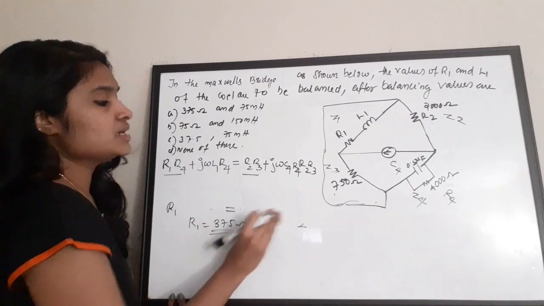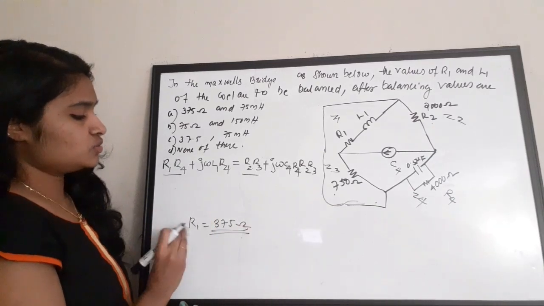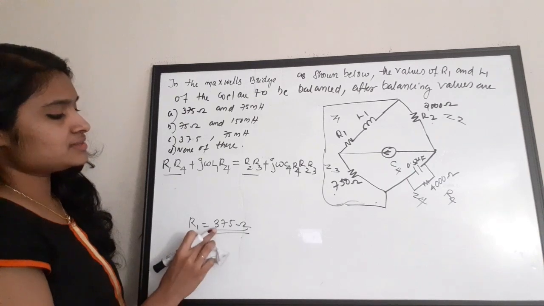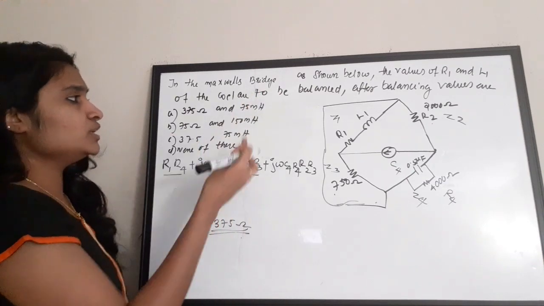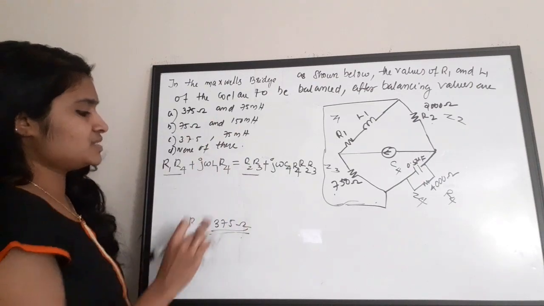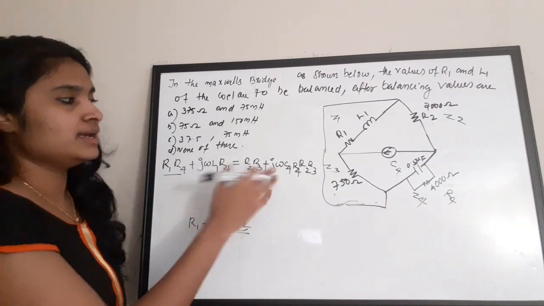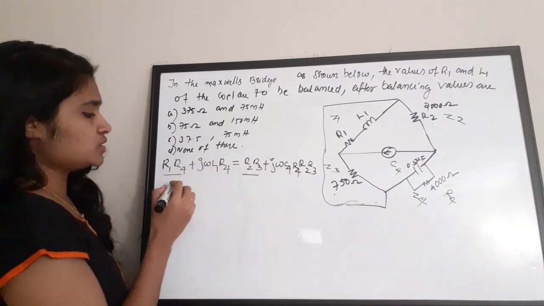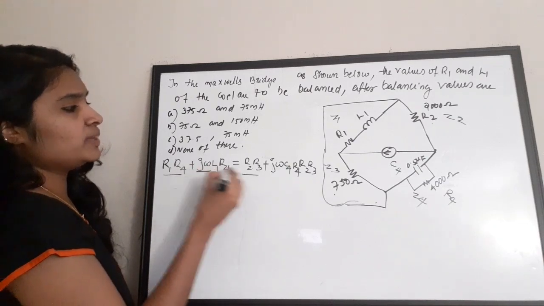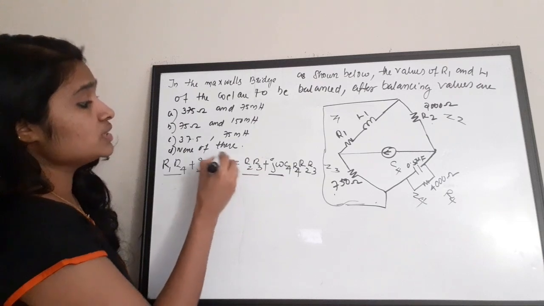So this is the Maxwell's bridge balancing problem. You have obtained R1 is 375 ohm. If you have these options you don't need to proceed further, because only one option has 375 ohm, which is option A. Anyway, we can calculate L1 also, right? For that, I'm going to equate the imaginary parts now. I'm not going to take j omega because it is common in both places, and also this is common.